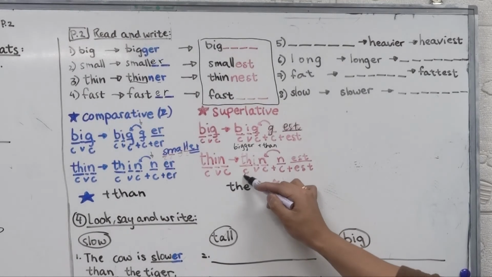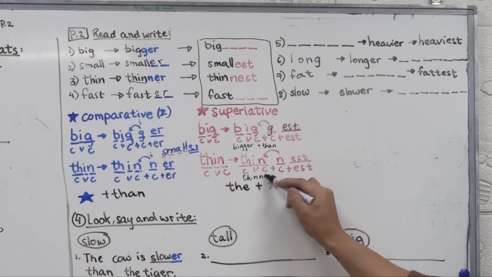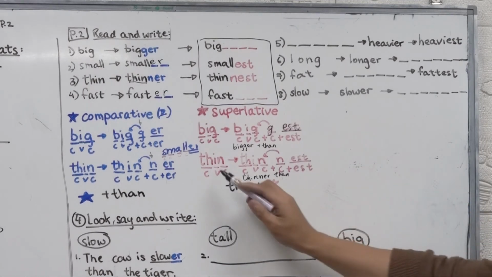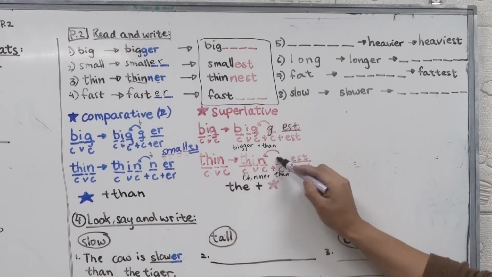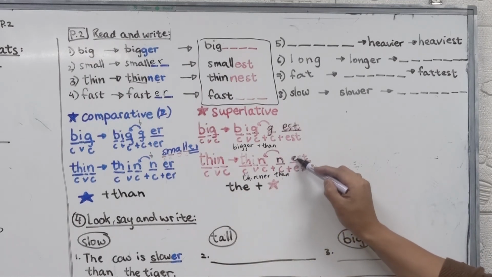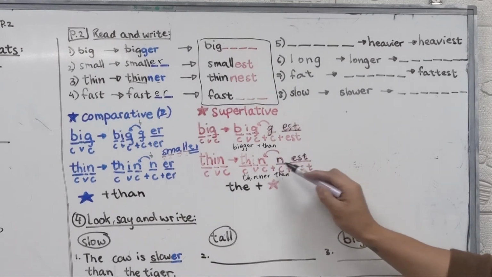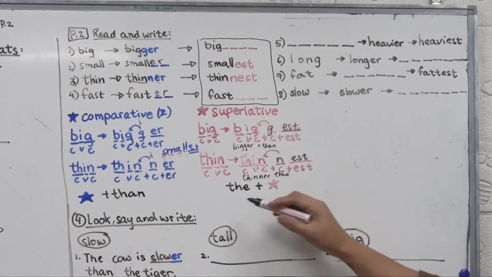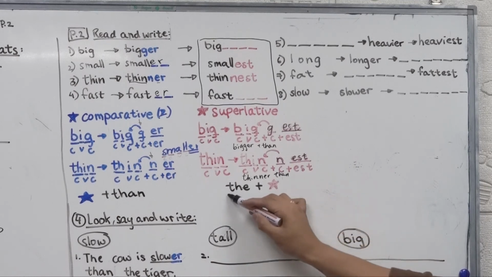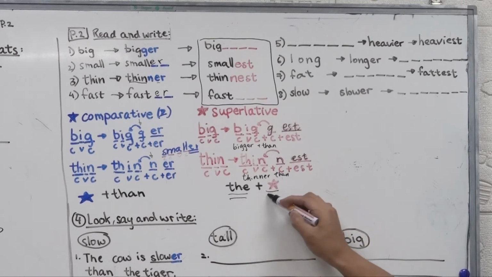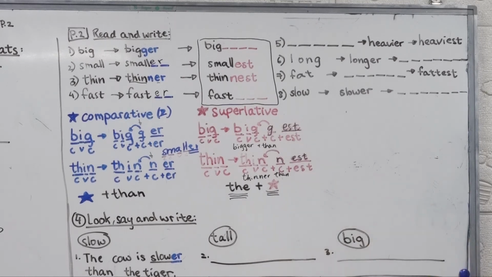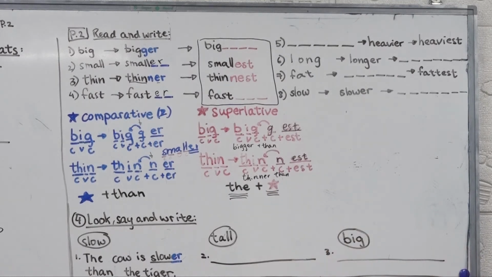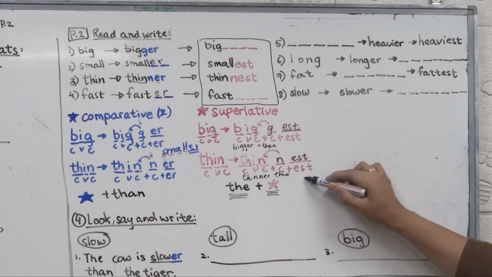Now the word thin. Thin will become thinner than, right? But this one is different, it's the EST part. Thin is CVC. So we need to put another N, another C, and then EST. Becomes thinnest. Now for superlative, for EST ending, it's not thinnest than, okay? It's the thinnest, the biggest, the funniest, okay? So we put the in front, and then the EST, right? The biggest. Now, what if the word is funny?